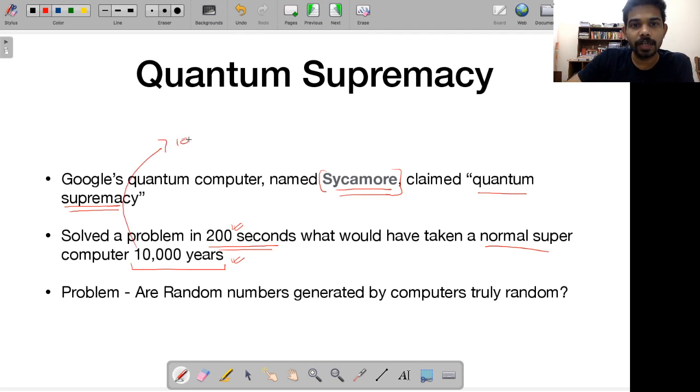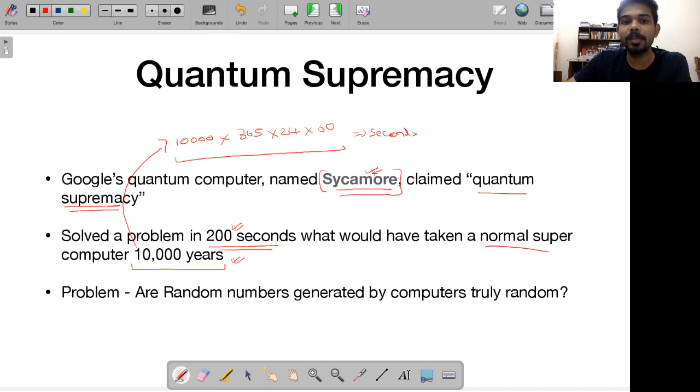If I convert it into seconds, it is 10,000 multiplied by 365 days in a year, 24 hours in a day, then 60 minutes per hour. This is the amount of seconds it would take a normal computer to solve this problem. But Sycamore has solved this problem in just 200 seconds. So this achievement is what we are attributing as quantum supremacy. By doing this, Google has established quantum supremacy. The name of the quantum computer, as I told you, is Sycamore.